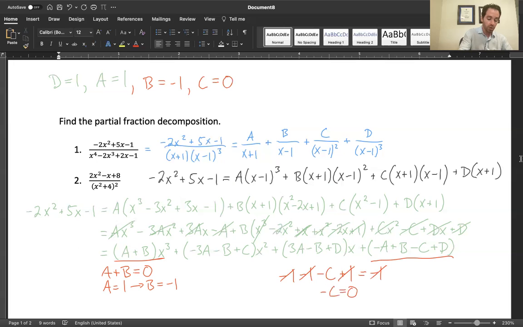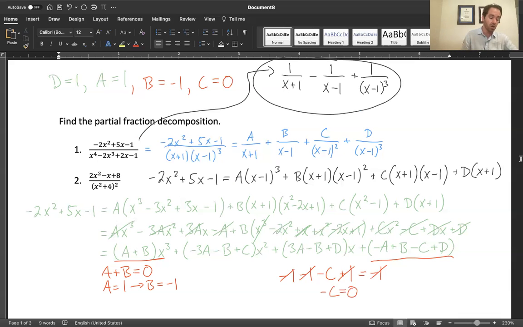So what this tells me is that the partial fraction decomposition of this must be equal to this. I'm going to put the a over the 1 plus, a over x plus 1 becomes 1 over x plus 1. And then I'm going to take into account the minus sign on the b by doing subtraction. 1 over x minus 1. The c is 0. So instead of writing this, I'm going to just not write it at all. And then d is 1. So it's going to be 1 over x minus 1 cubed. And this right here is the partial fraction decomposition.